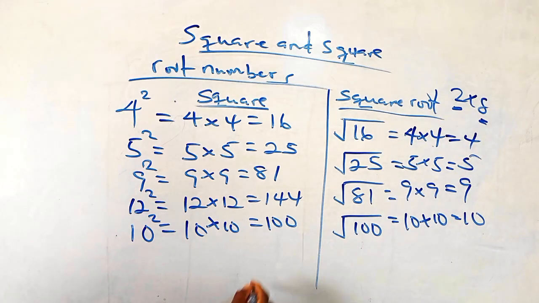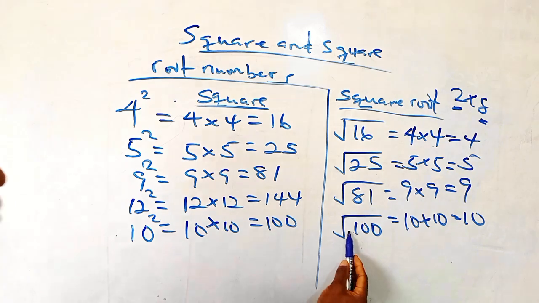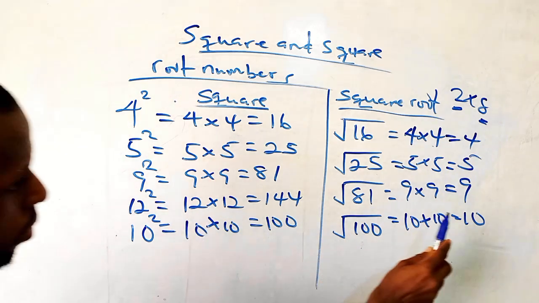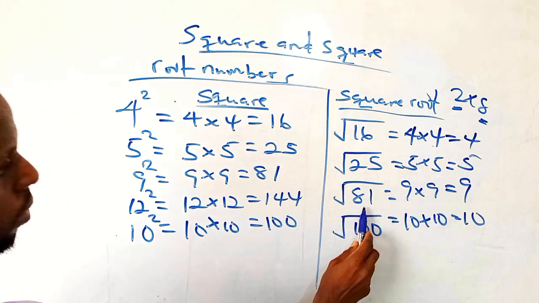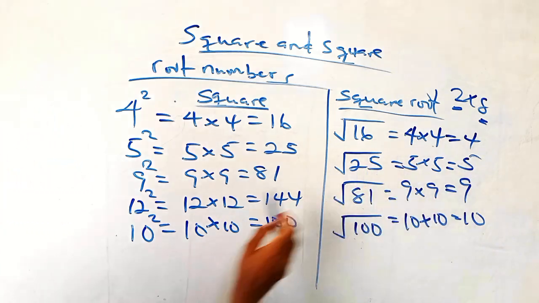So that means the opposite of square roots is square. When I say 10 times 10, I will have 100. 9 times 9, I will have 81. 5 times 5, I have 25, etc.